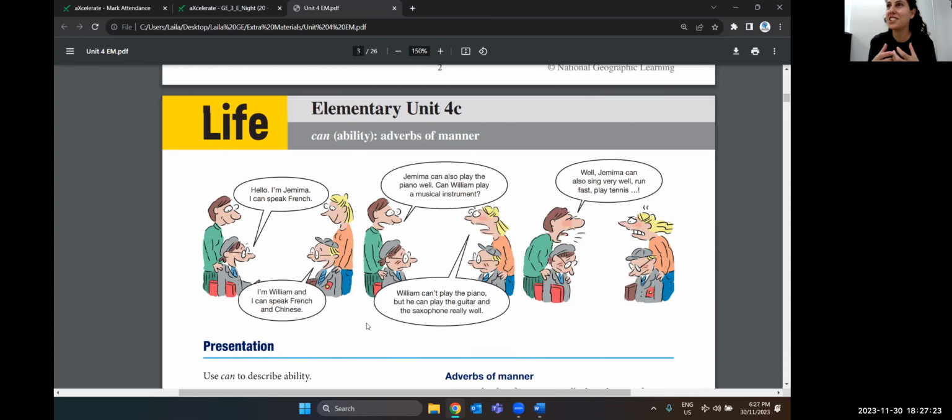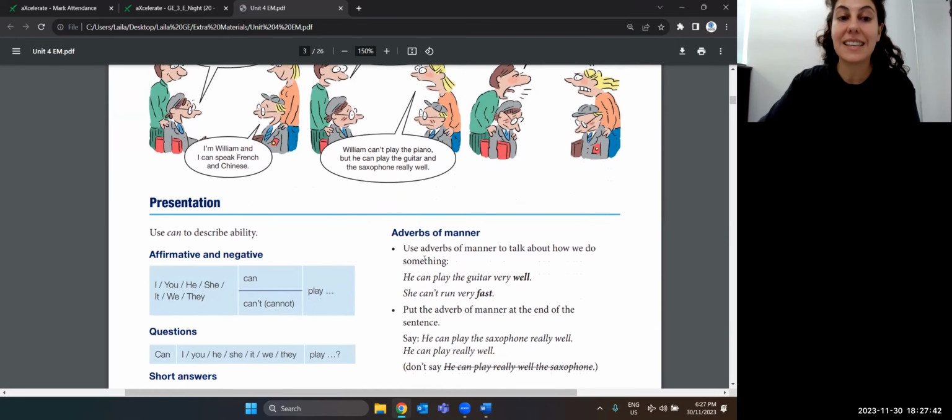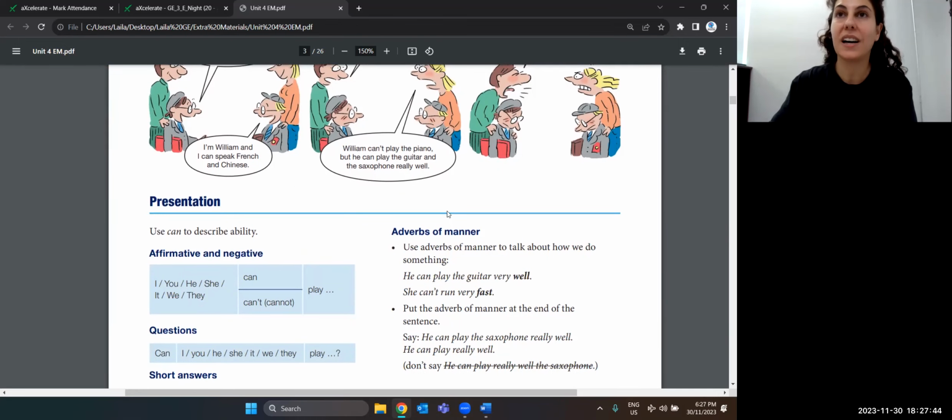So they're having a competition, the mothers. Well, my daughter can do this and my son can do this. So remember, can means know how to do something. The mothers are fighting because they're saying, well, my daughter can do this very well. And the other mother, well, my son can do this.